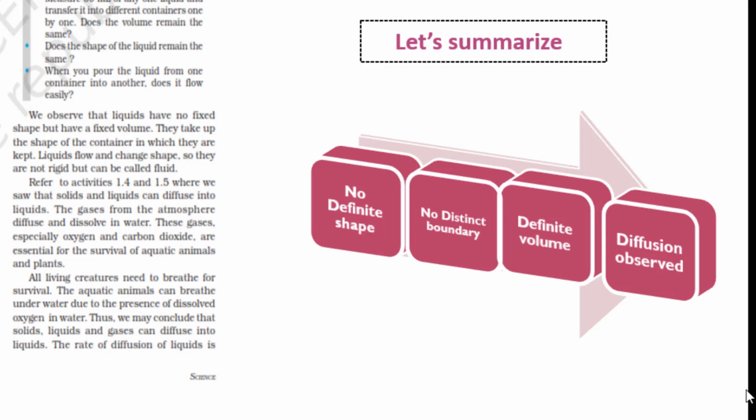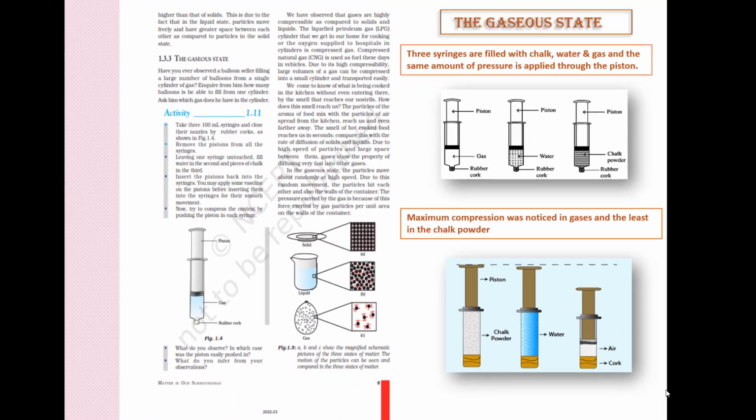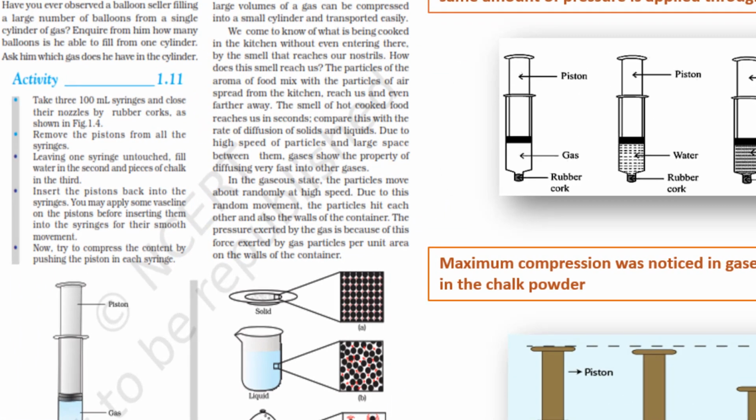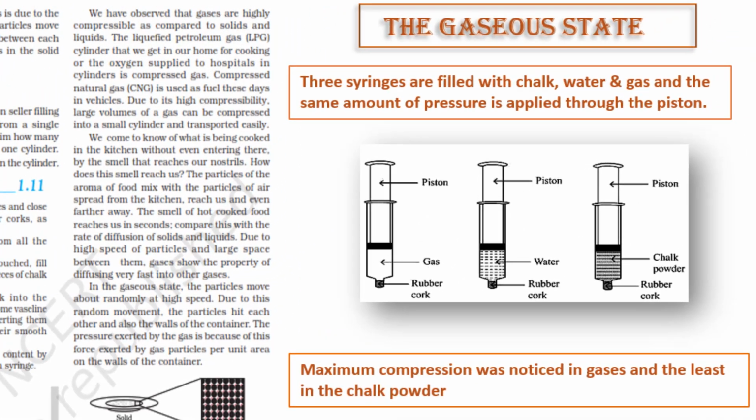and diffusion is a property that is largely observed in liquids. Now let's proceed to the gaseous state, activity 1.11. This is a very interesting activity in which we are trying to prove compressibility, because compressibility has immense use in our daily life. And how, I'll talk in a moment. As you can see in the above diagram, three syringes are filled with chalk, water and gas. Chalk is a solid, water is a liquid, and in the third, it is a gas.